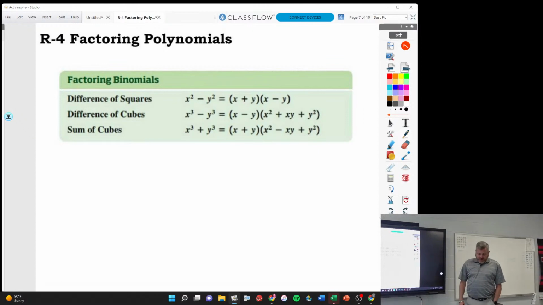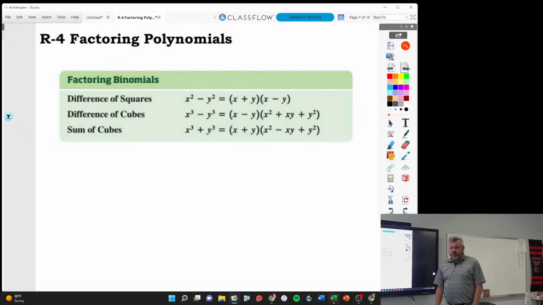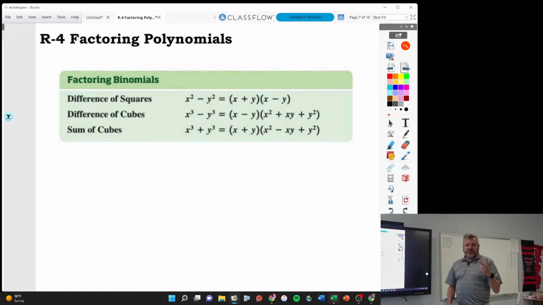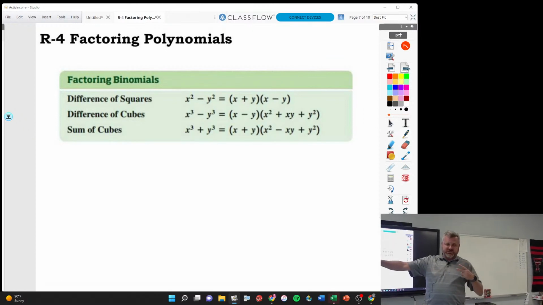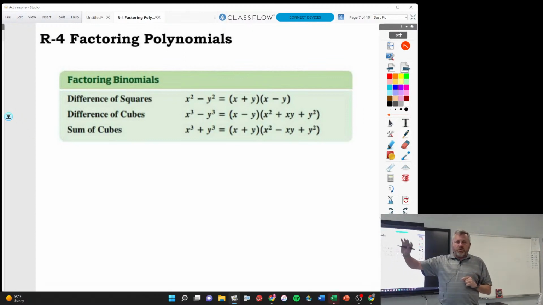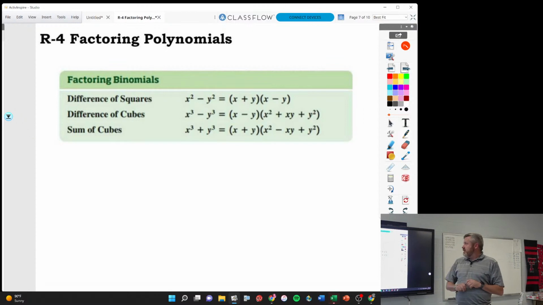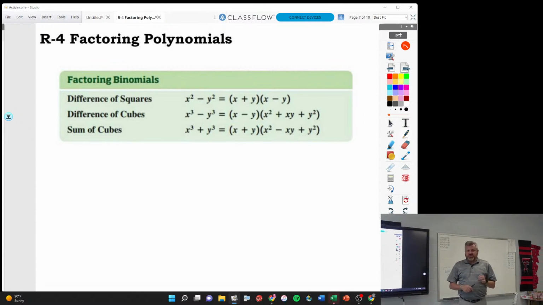Here are 3 very, very important formulas. If you see a binomial, that means 2 terms. So everything we've done so far, we did grouping, which required more than 3 terms. We did perfect square trinomials. We did basic trinomials. Now we're going to look at factoring binomials. And there's 3 special binomials to look for.